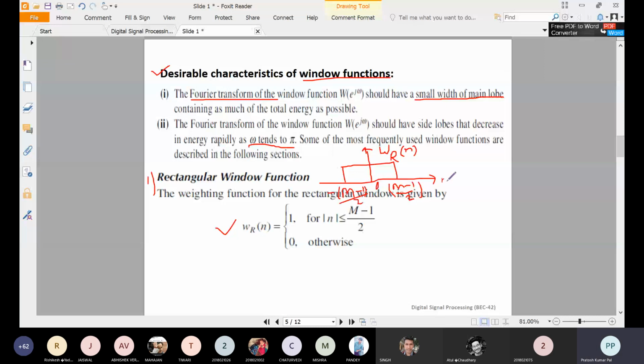So if n is ranging from minus m minus 1 by 2 to m minus 1 by 2, in that case the magnitude of the window function will be 1. Okay, so this is a rectangular function. Otherwise it will be having a magnitude of 0. For all other n values it will be 0. It is defined only when n is ranging from minus m minus 1 by 2 to m minus 1 by 2. So this is how a rectangular window is defined. This is the simplest window that we will be going through to study.